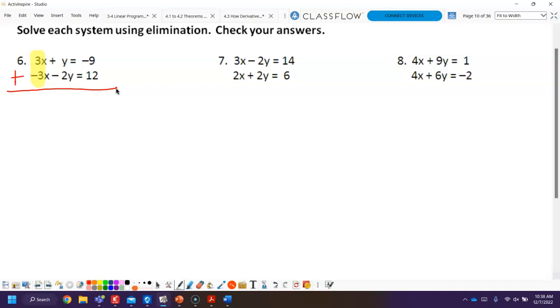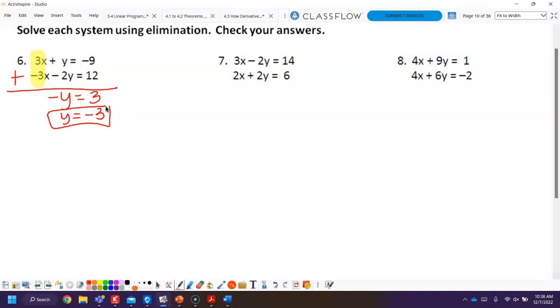Y plus negative 2y is negative y. 1 minus 2, negative 1. Negative 9 plus 12 is 3. Solve for y. Divide by negative 1. So I get y is negative 3.